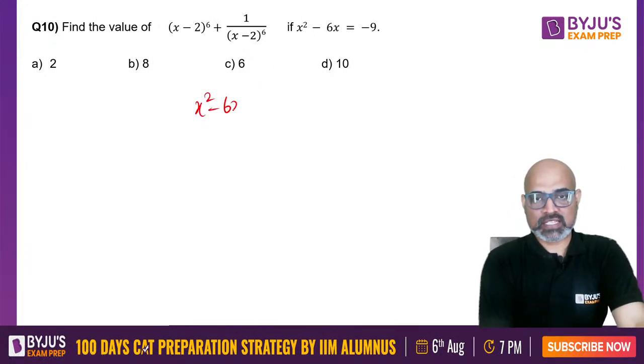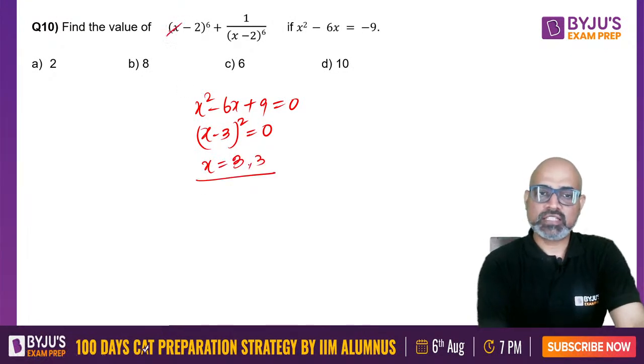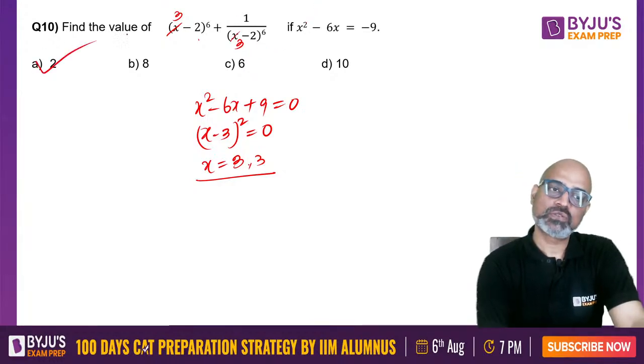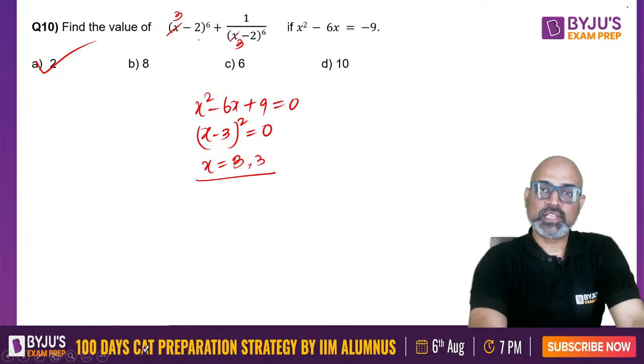X square minus 6x plus 9 is equal to 0. That gives you (x minus 3) whole square is equal to 0. That gives you x is equal to 3, 3. So x is 3. Put 3 in place of x. 3 minus 2 is 1, 1 to the power 6 is 1, plus 1 by 1 is 1, so 1 plus 1 is 2. Got it, Milind?